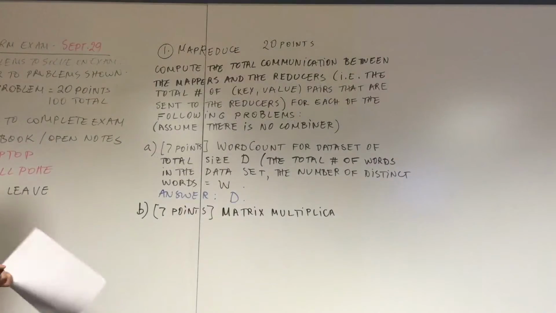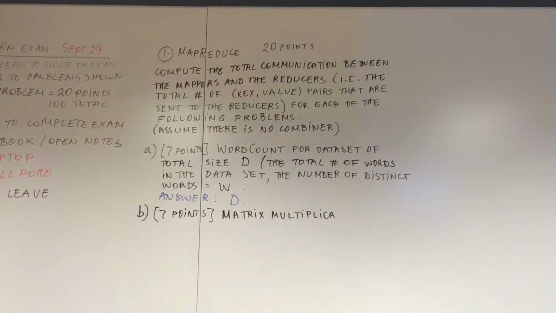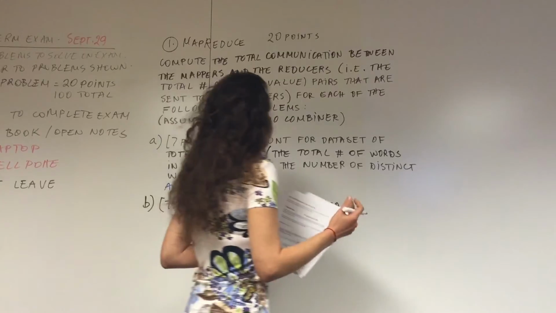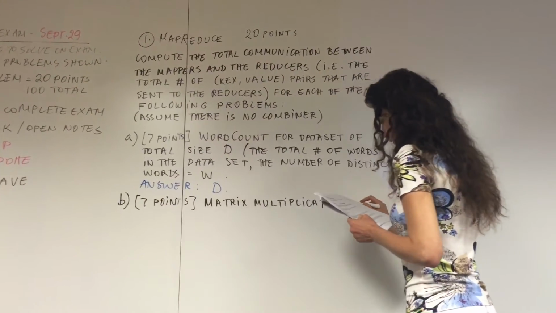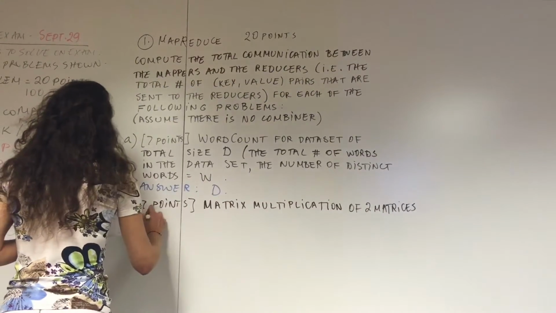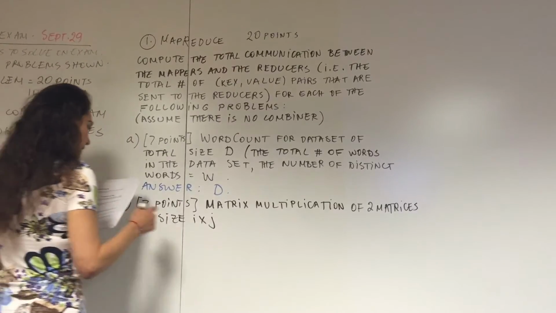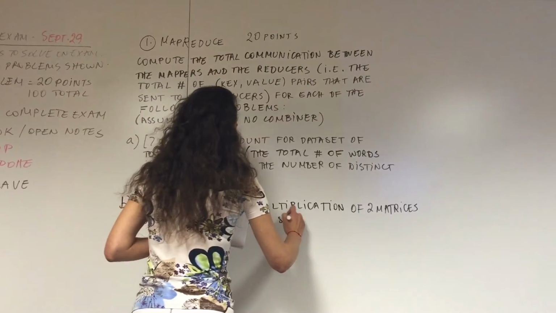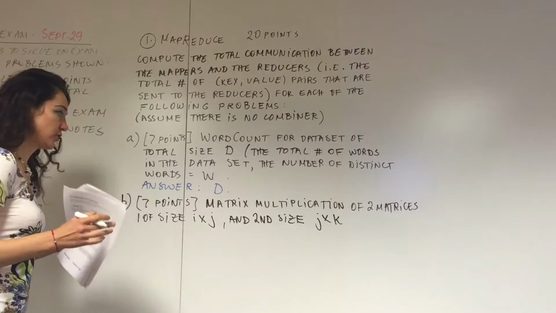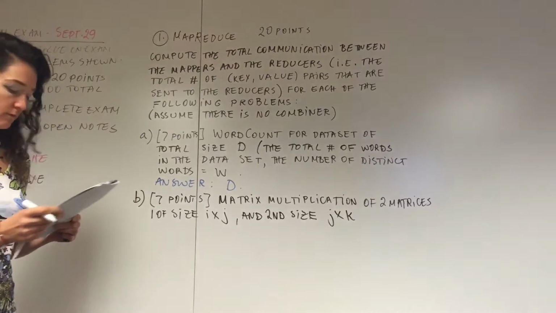So for problem 1, the first question was word count. The second question is for matrix multiplication. We talked about MapReduce doing matrix multiplication. So the question is, we have 2 matrices. One is of size I by J, and the other of size J by K. We want to have MapReduce compute the multiplication of these 2 matrices in one step.